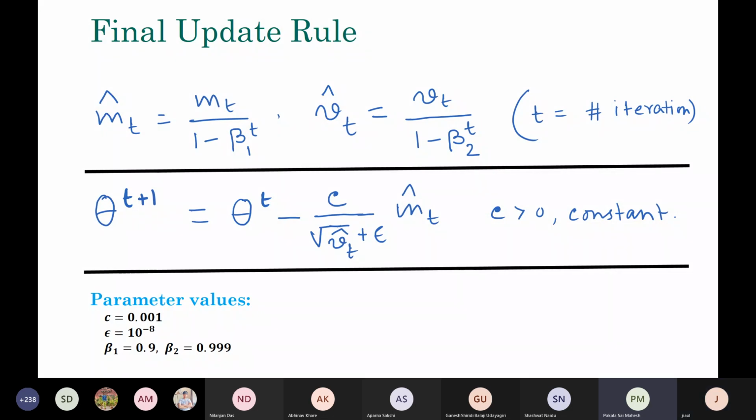One final comment is that Adam is the state-of-the-art optimization technique for modern deep learning. Whatever you do, feed-forward network, CNN, RNN, transformer, everything, people use Adam. That's the default choice for modern deep networks.